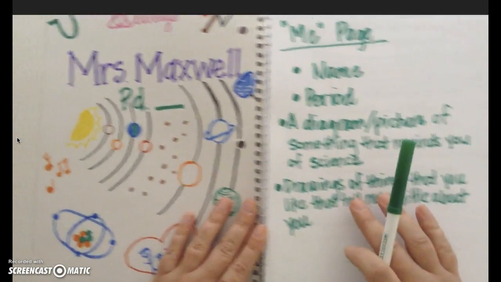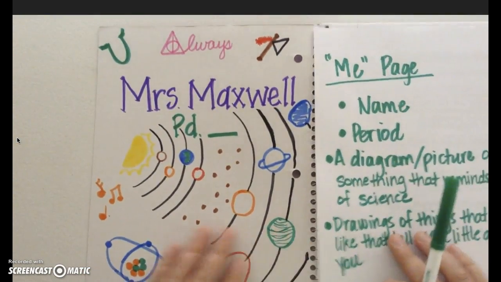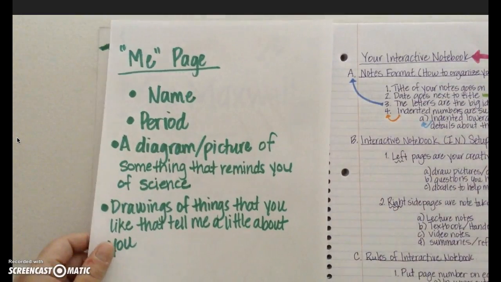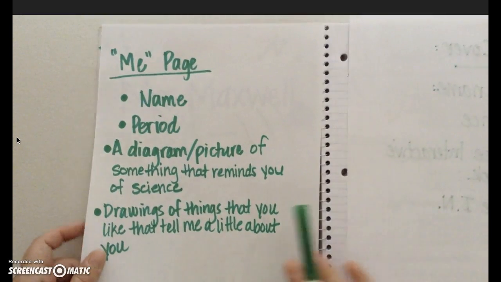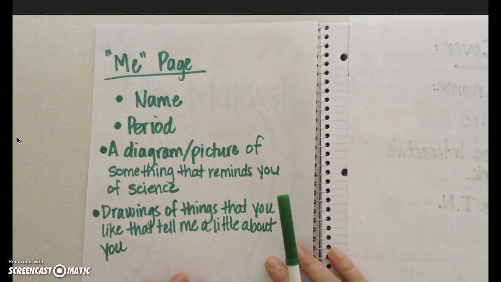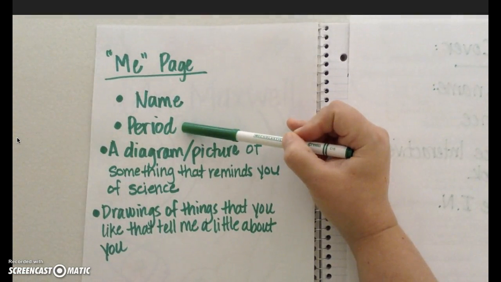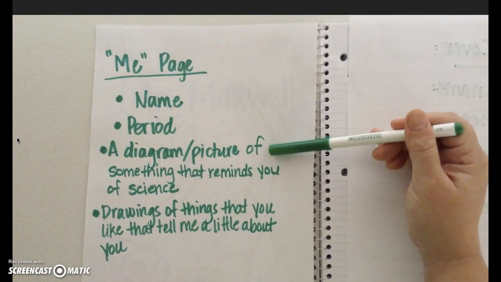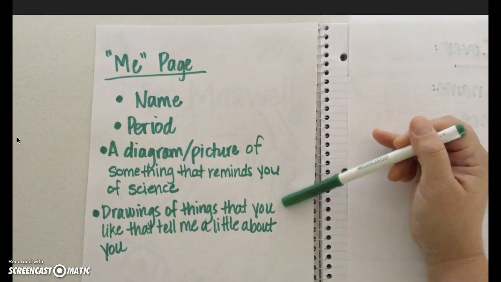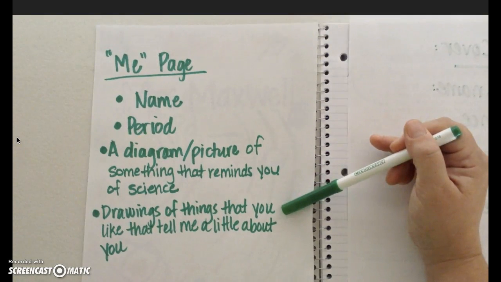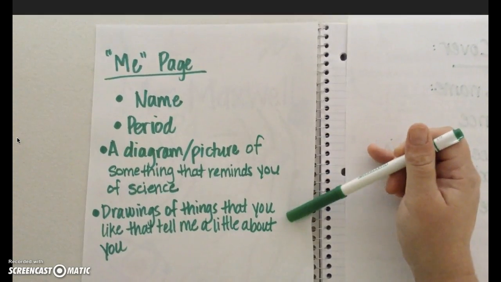When you're finished with the front cover, the inside cover is going to be the Me page. Okay? So the Me page needs to have your name, first and last name, the period that you're in science, a diagram or picture of something that reminds you of science, and drawings of things that you like that are going to tell me a little bit about yourself.